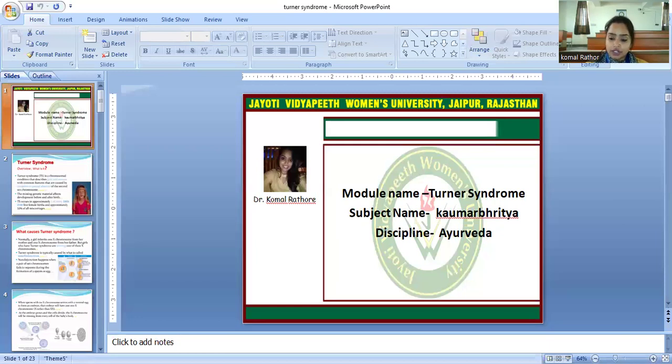Turner syndrome overview. What is Turner syndrome? Turner syndrome is a chromosomal condition that describes girls and women with common features caused by complete or partial absence of the second sex chromosome.